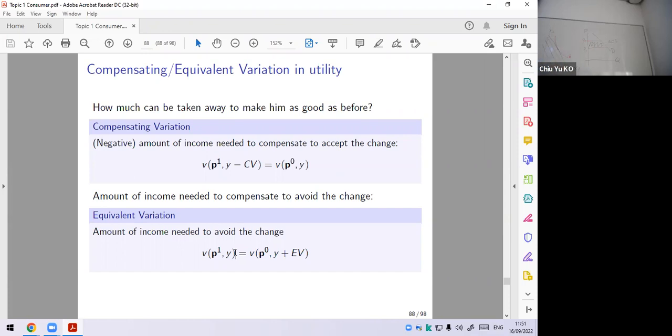Is that okay? So suppose here I lower the price. Then I need to give you money so that you would be indifferent, so that I don't implement the change. Then how much money do I give you? Is that okay? These two are still a little bit not very intuitive.